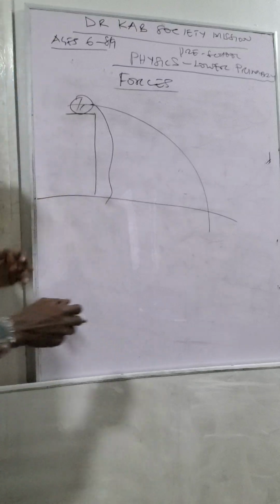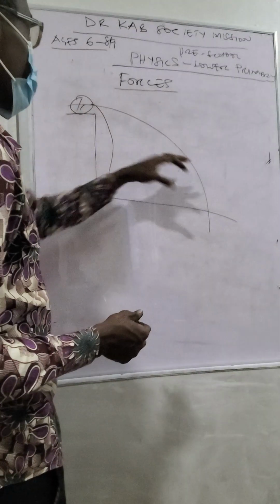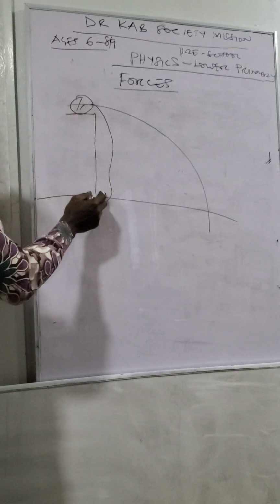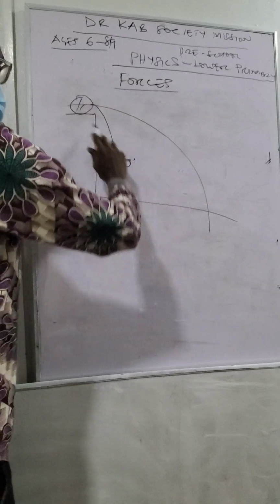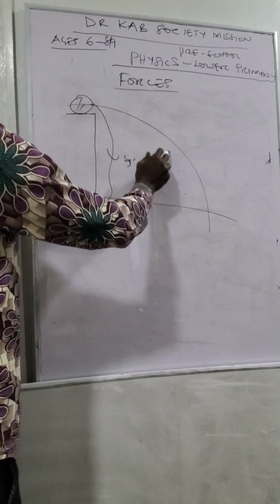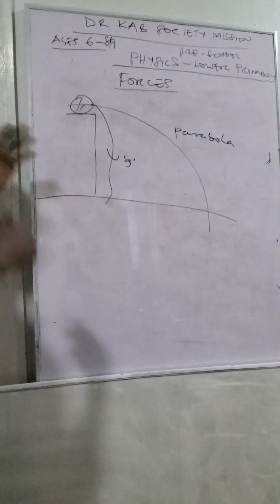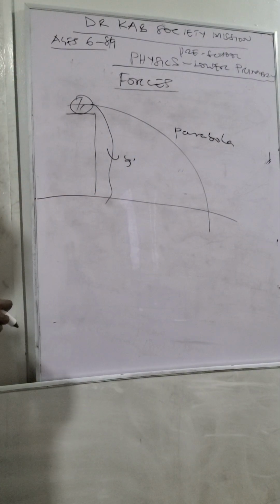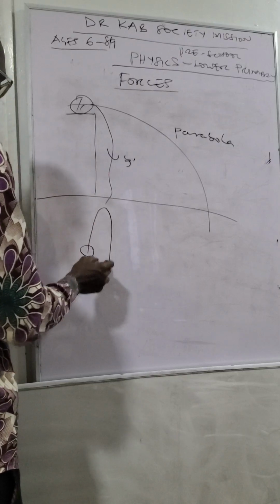So it describes a parabola kind of path. This one is falling under gravity, but it's describing a parabola kind of path. This concept will come in. And when they throw something up, it should come down.